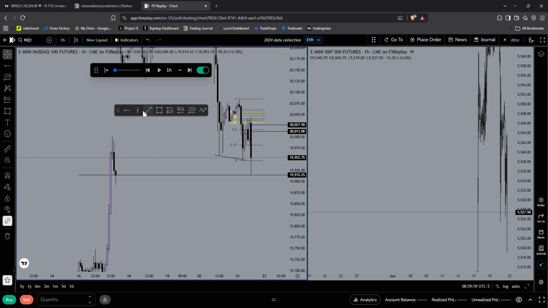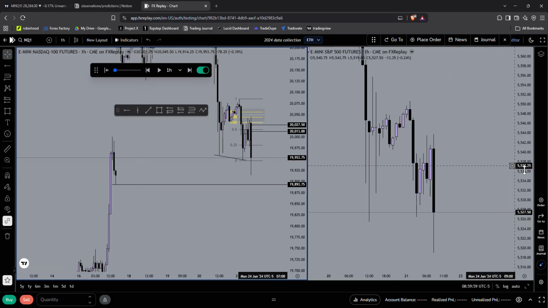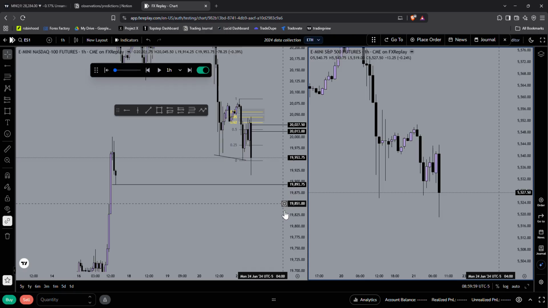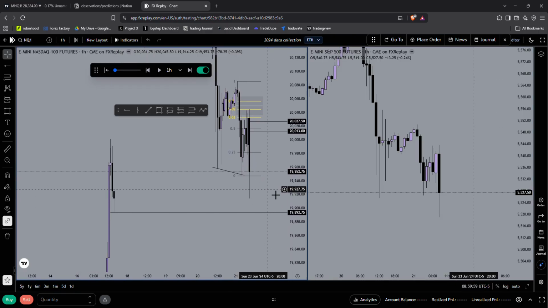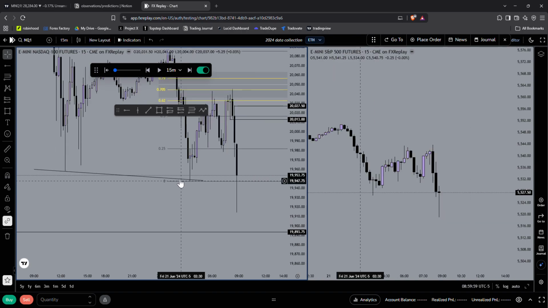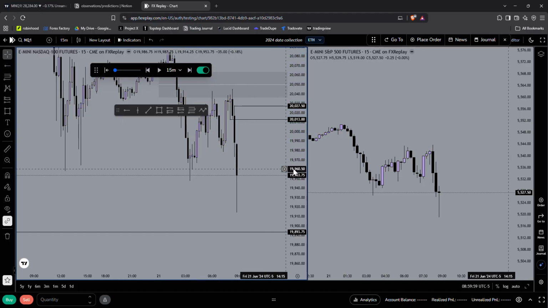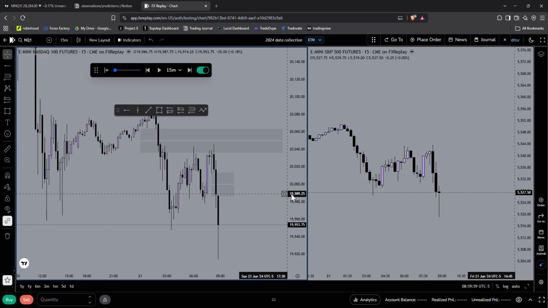Because now there is this intermediate low down here. Yes, it's all zoomed out. You can see we react off of that. Ooh, we sweep this low though. 15 minutes. Get rid of this SMT. Get rid of this range. We have a new 15-minute gap above here.